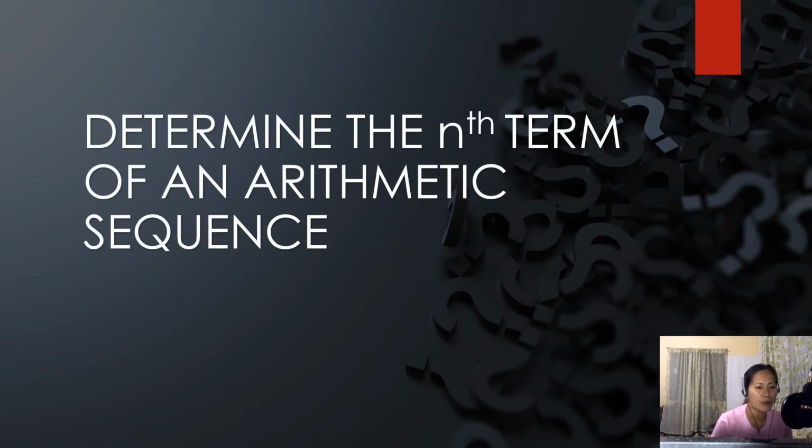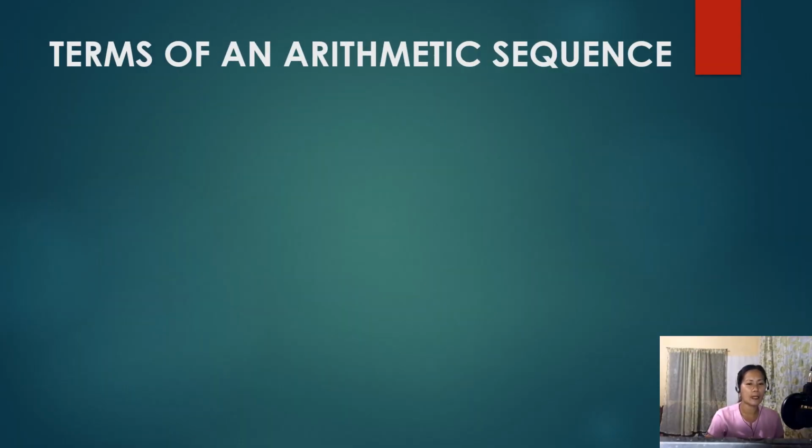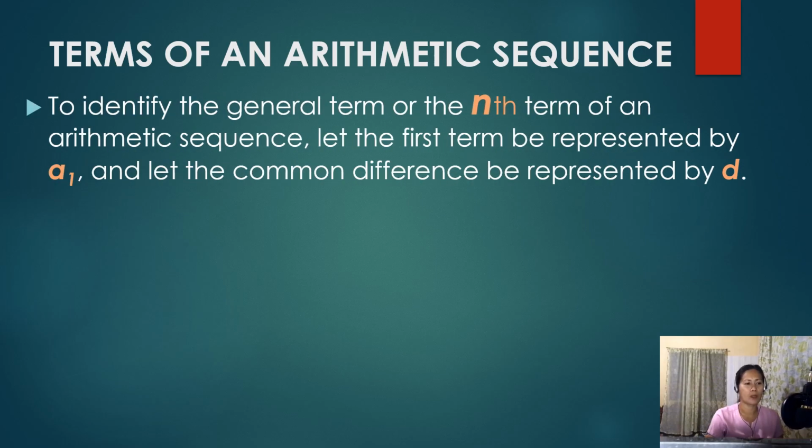So for today, we're going to discuss how to determine the nth term of an arithmetic sequence. To identify the general term, the nth term of an arithmetic sequence, let the first term be represented by a sub 1 and let the common difference be represented by d.